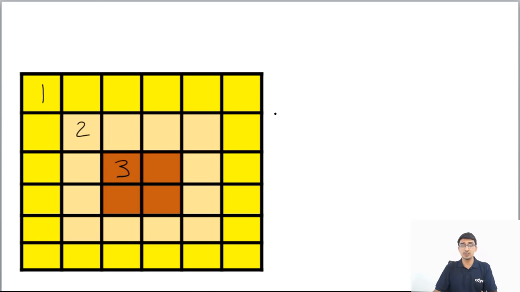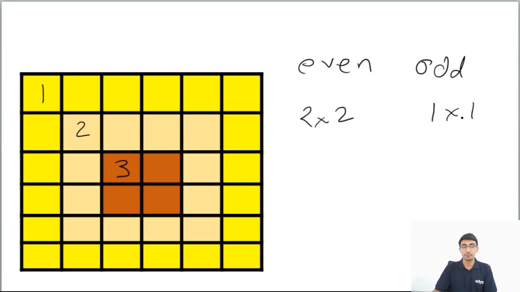This is one of the places where I really ask you to take a piece of paper and a pen, take about 4 or 5 examples and see. What you will realize is that for all the even numbers, the last square is always going to be a 2 cross 2 square. For all the odd numbers, the last square will always be a 1 cross 1 square.